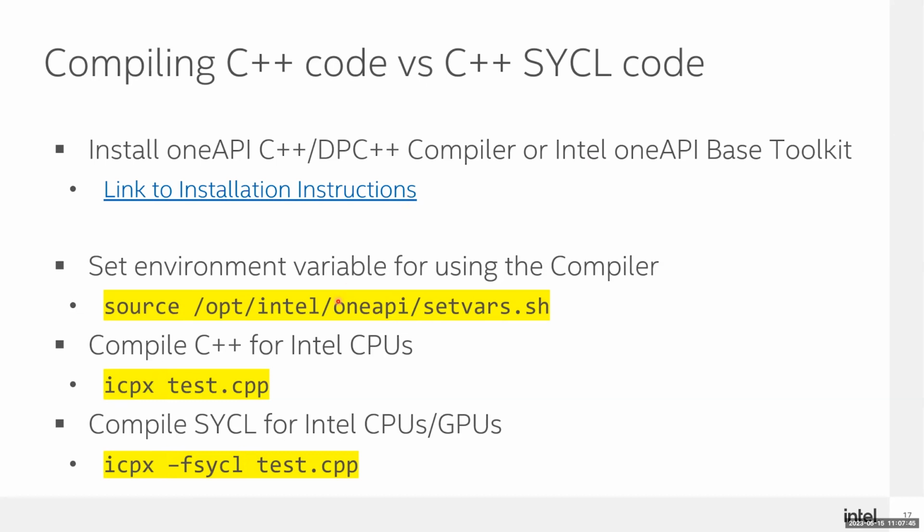And how do we compile your code? You first set the environment variable, and then if you're just compiling C++, you would just use ICPX as the compiler name, and then specify the source code, the C++ file. But if you're using SYCL code and you're compiling SYCL for Intel CPUs and GPUs, then you would use this -fsycl flag, and this is how you would compile, right?